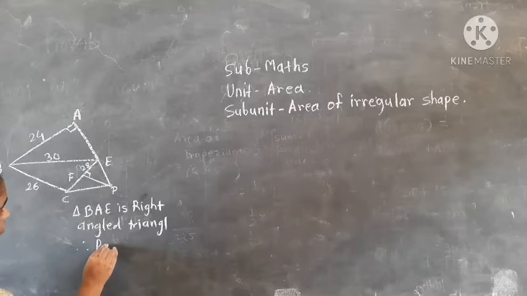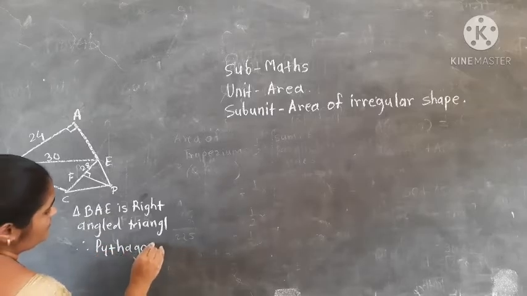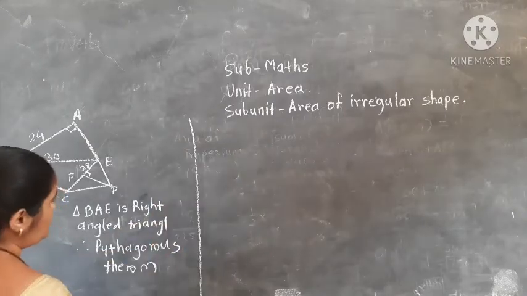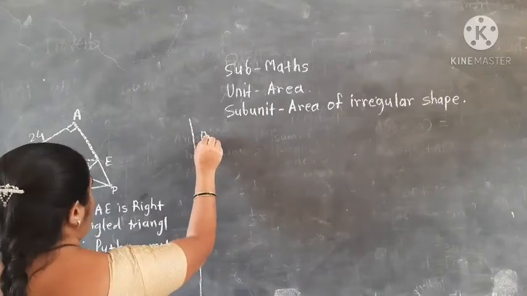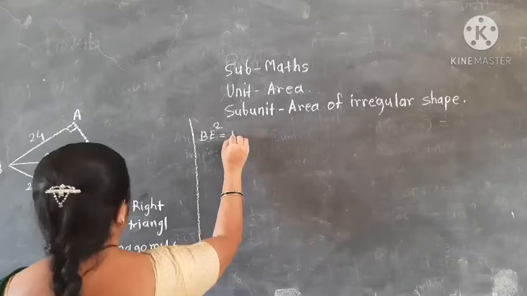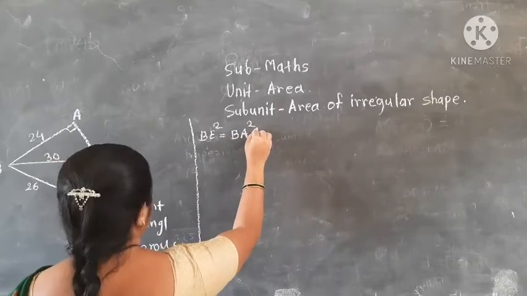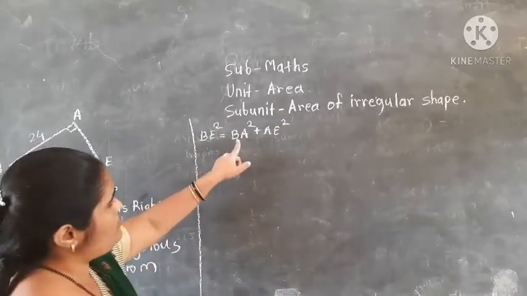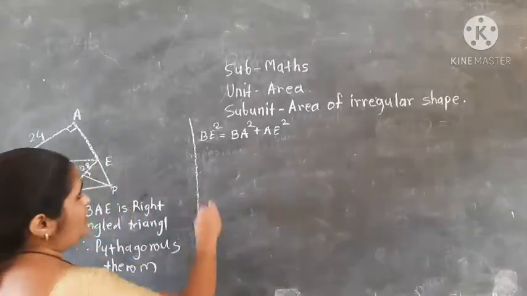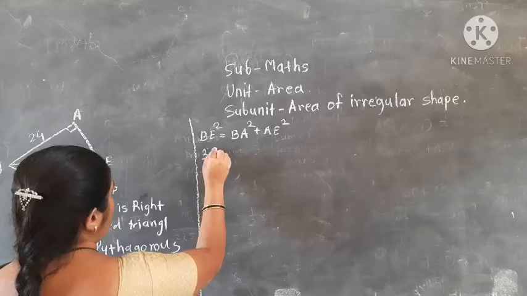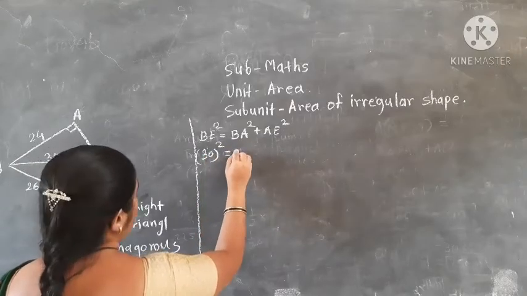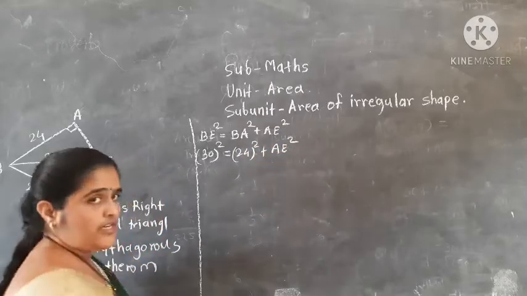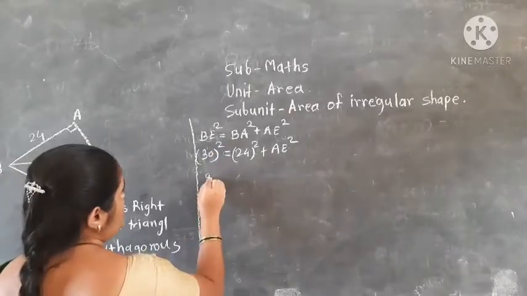So therefore, according to Pythagoras theorem, we have to use Pythagoras theorem for it. According to Pythagoras theorem, BE square is equal to BA square plus AE square. Let's add this value. Value of BE is 30 square. Value of BA is 24 square. And AE should be calculated. So therefore it is written as it is.